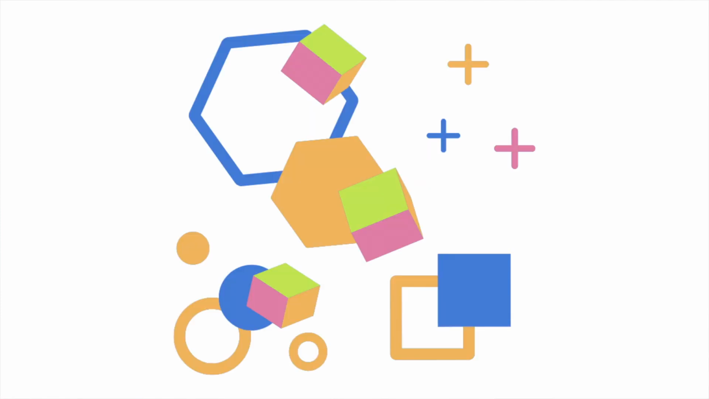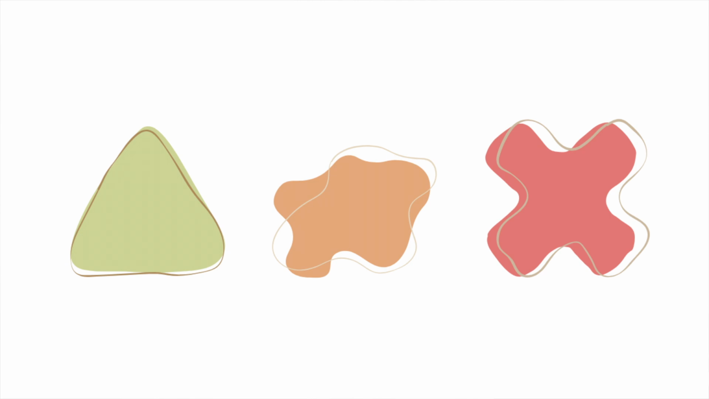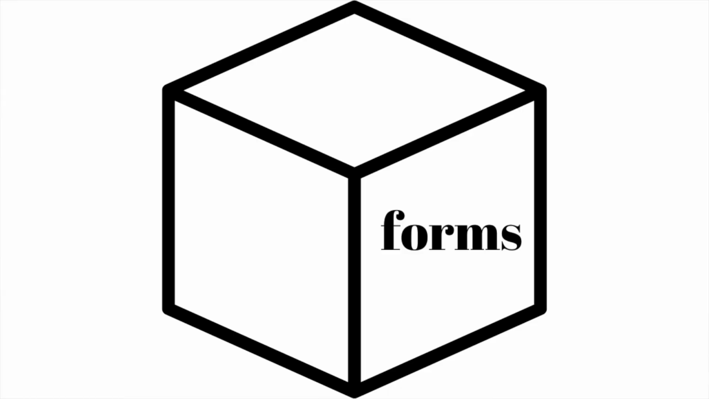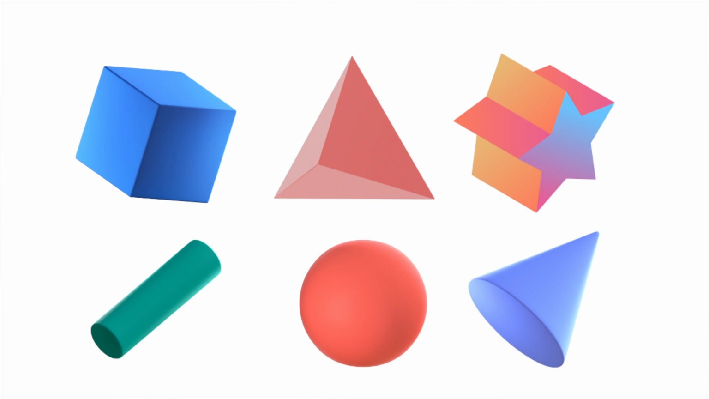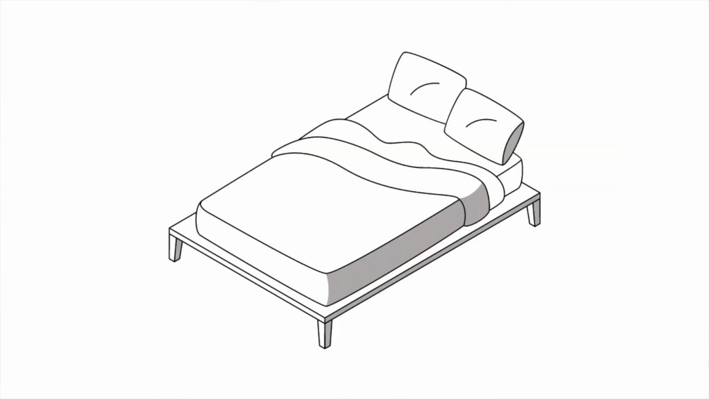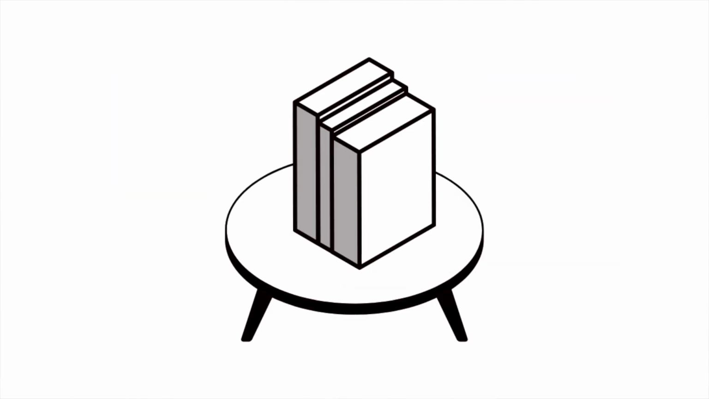Shapes can be geometric, like squares or circles, or organic, like free form or natural shapes. Shapes are flat, meaning they're not three-dimensional, and can express length and width. Forms are three-dimensional shapes expressing length, width, and depth. Balls, cylinders, boxes, and pyramids are all examples of forms.